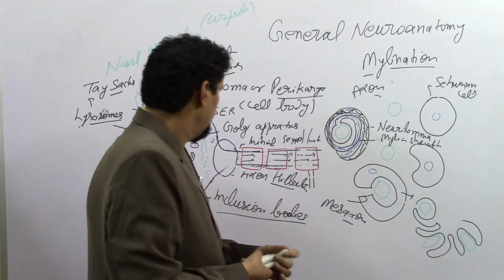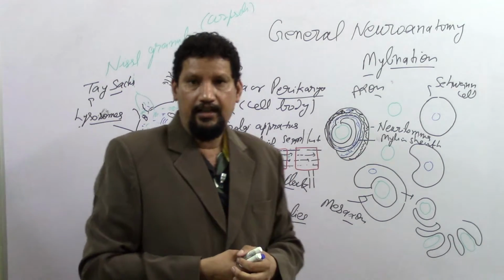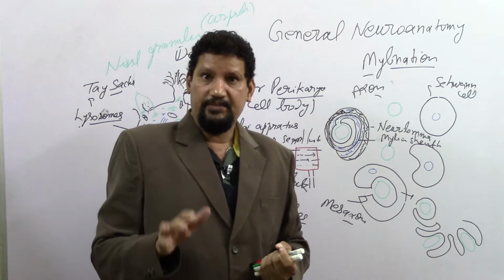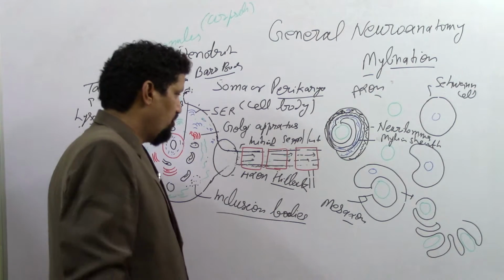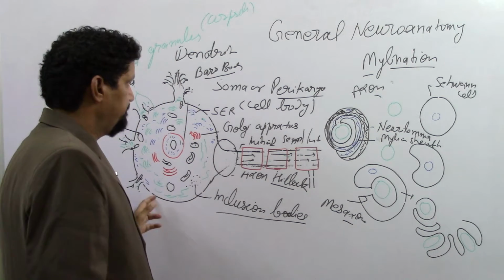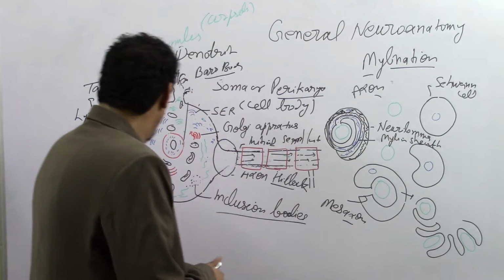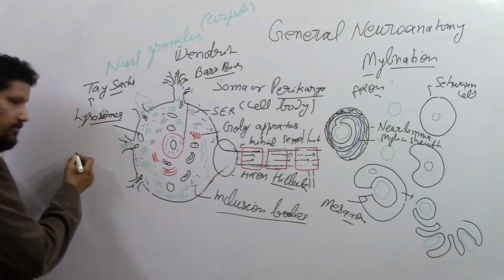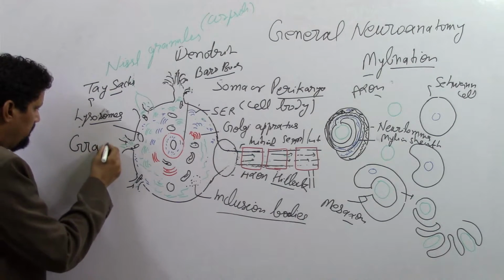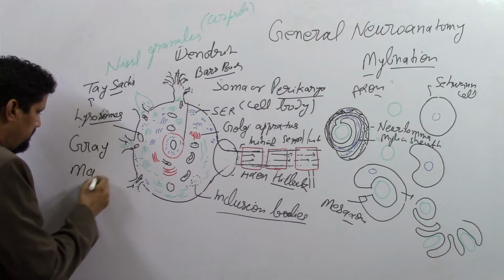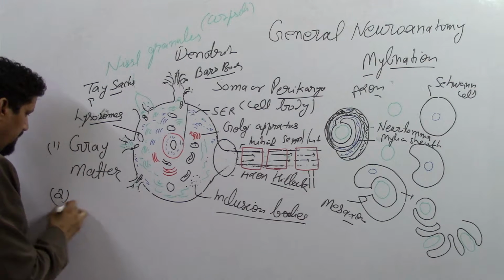So we have seen the white appearance of myelination, and the grey appearance of the cell body and the dendrites, because these are not myelinated. So what is grey matter and what is white matter? Here is grey matter and here is white matter.